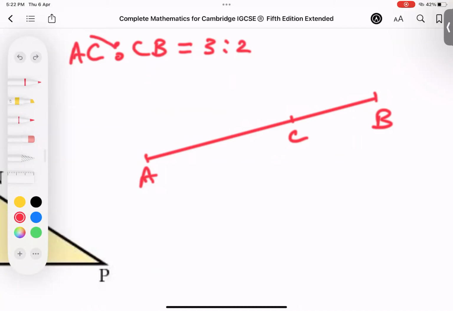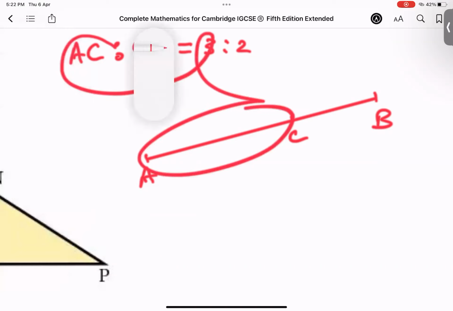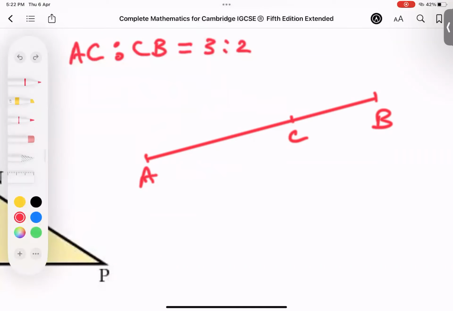Okay, so A to C is 3, so I'm writing the ratio here. And C to B is 2 ratio, so I'm writing 2. I hope up till here it's very clear. Okay, so students, let's see.